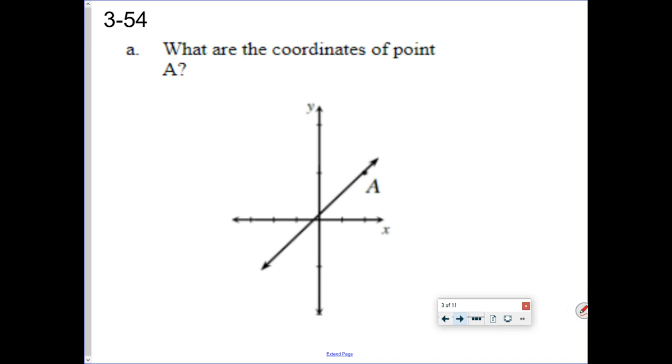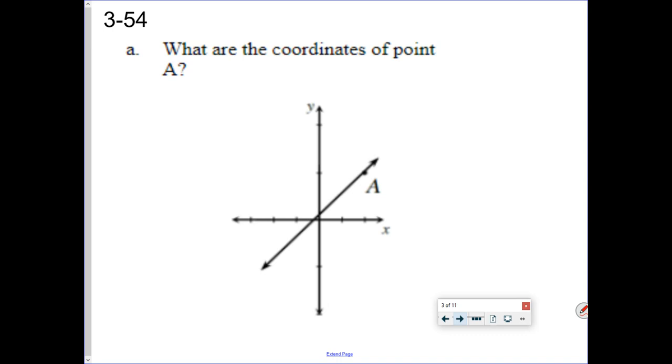Again, you wrote down 3.1.6 nice and big on the top of your graph paper. Please put problem 3-54A. And then please take about 20 seconds. It should take you about 20 seconds. And tell me what are the coordinates of point A. Okay, coordinates of point A. And go ahead and answer that. Just tell me the coordinates. That's all I need you to do, okay?